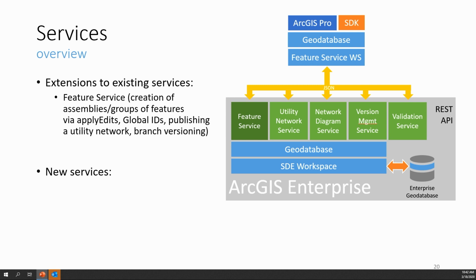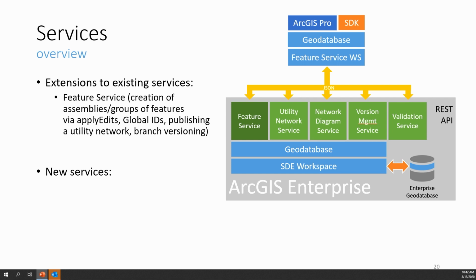Now, in our ArcGIS Enterprise, we've simplified it, and we're only showing 5 different services. We have the feature service that all of you have been using for some time. We have the new utility network service that was introduced as part of 2.1 and 10.6 to support our utility customers. In addition to that, the utility network constellation has a network diagram service. That's the way that you can generate and manage schematic representations of the data contained inside your utility network.